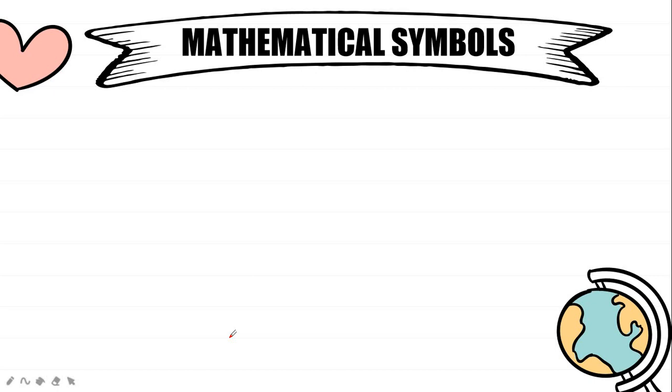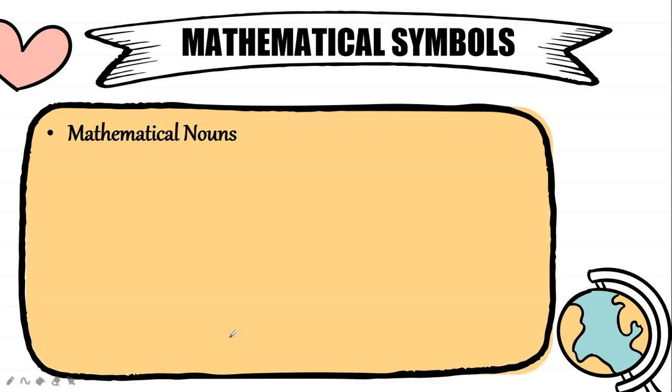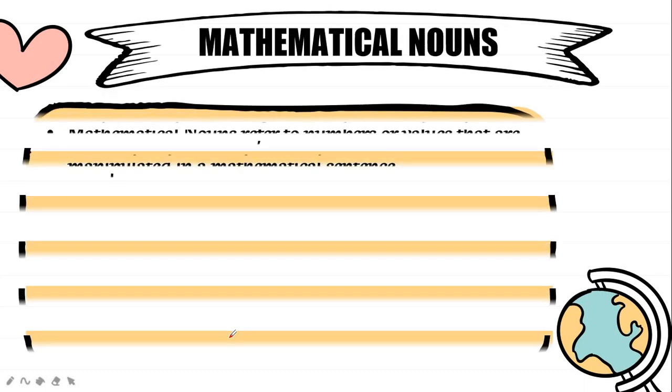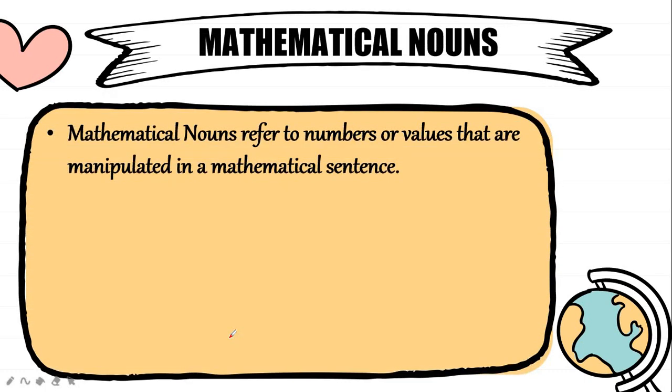Okay, let's continue with mathematical symbols. We have mathematical nouns, mathematical verbs, basic mathematical operations, and other mathematical symbols. What are mathematical nouns? Mathematical nouns refer to numbers or values that are manipulated in a mathematical sentence.